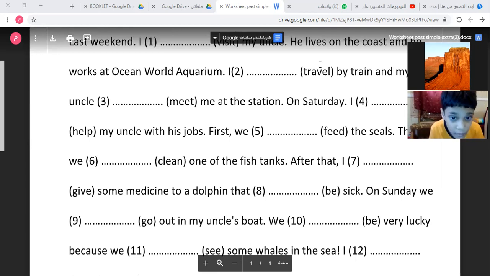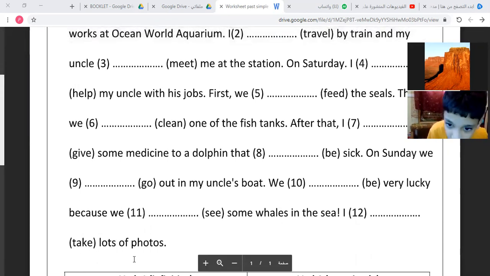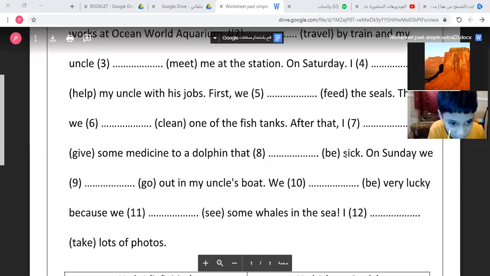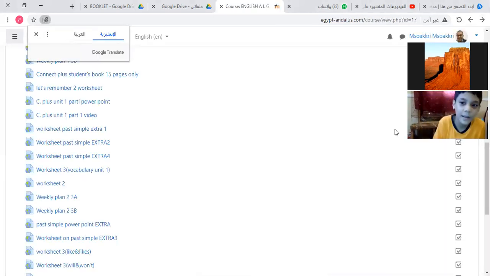Tayyim? Yes, teacher. 11, Tayyim. I take long photos. 11 is so. 12. I take lots of photos. Thank you. Well done, Tayyim. Now let's go to another worksheet.